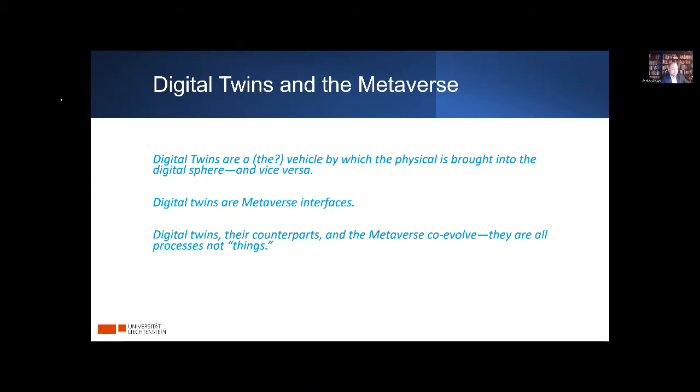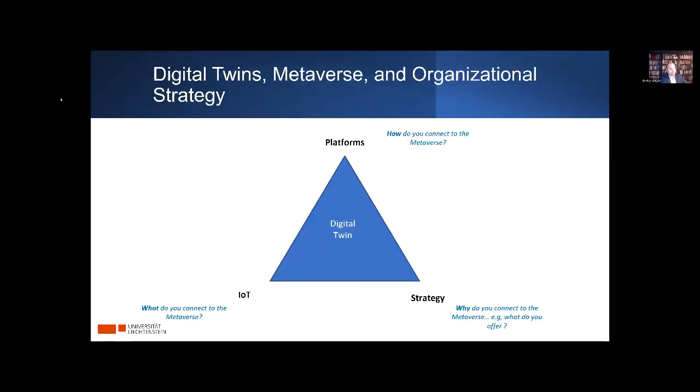perhaps the vehicle by which the physical is brought into the digital sphere, and vice versa. Digital twins on this view are metaverse interfaces, regardless of what understanding of digital twins you have. Digital twins, their counterparts, so their physical or other digital counterparts, and the metaverse co-evolve. They are all processes, not things. The video game example illustrates that nicely. Think of a video game that is changing over time. And as the game is changing, so will its twin be changing. So process, not thing. And that's my final slide.